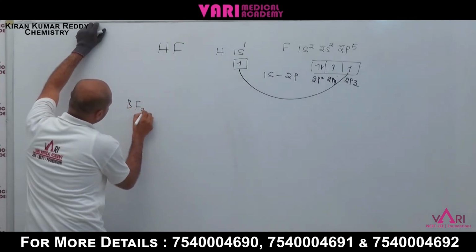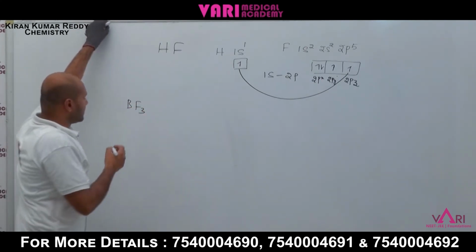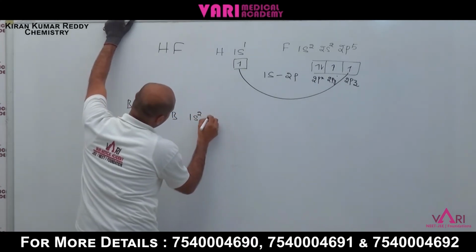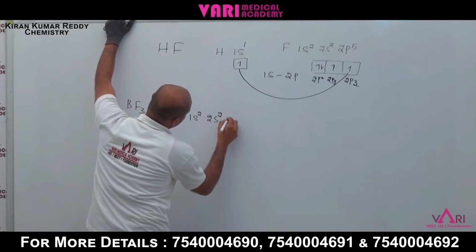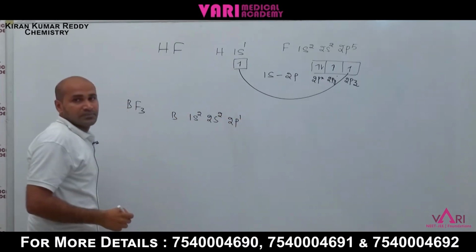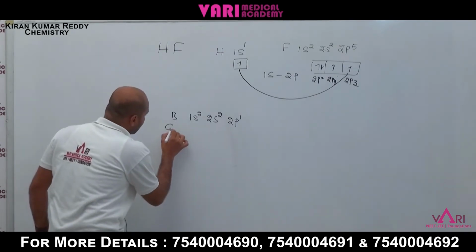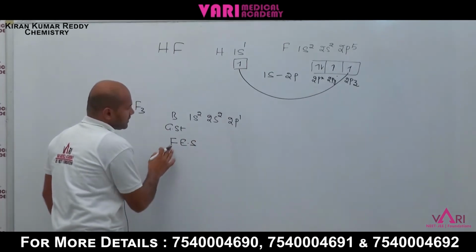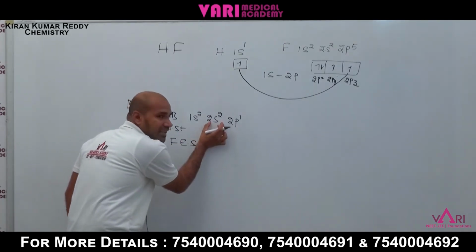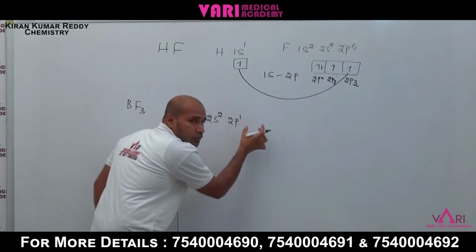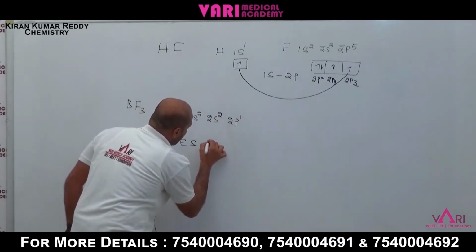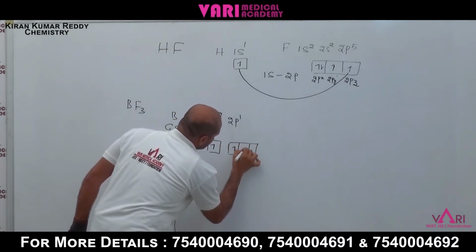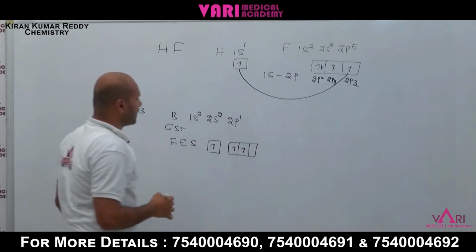BF3. In this BF3, the boron electronic configuration is 1s2, 2s2, 2p1. This is the ground state electronic configuration. Now I am taking the first excited state. The first excited state means one of the electrons jumped from the s orbital to the p orbital. Now write 2s1 and 2p2.